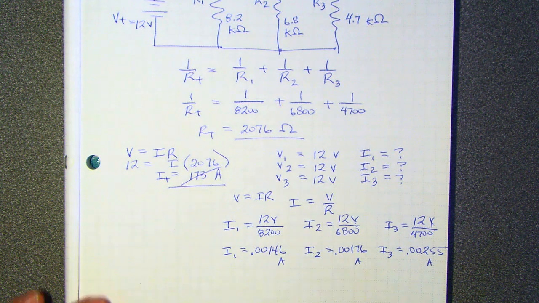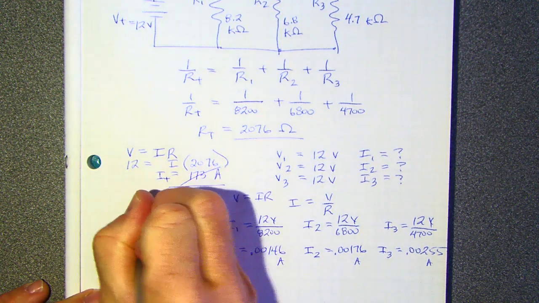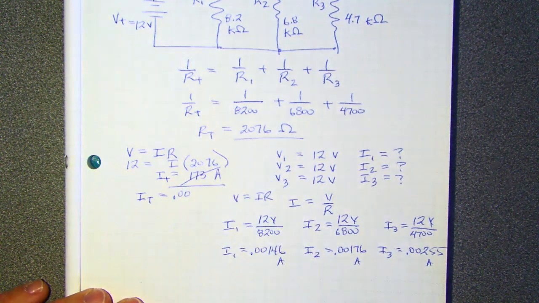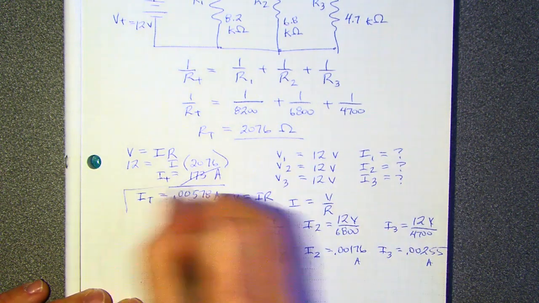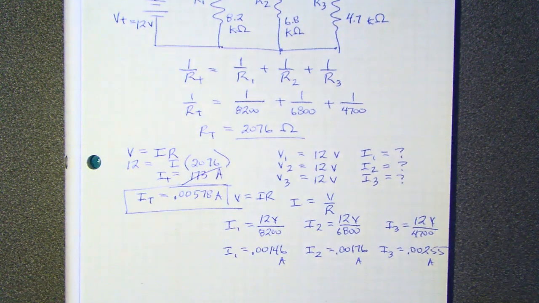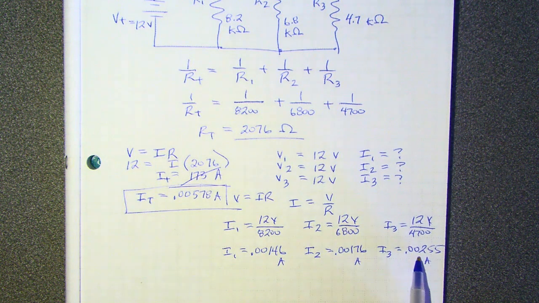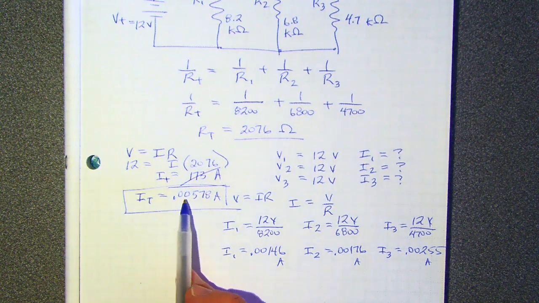Is that right? So now for the total current, I get 0.00578 amps. Okay, that's what I get for the total current. Now the question that we asked before and we failed: do these three numbers, the current at resistor 1, the current at resistor 2, and the current at resistor 3, add up to 0.00578?